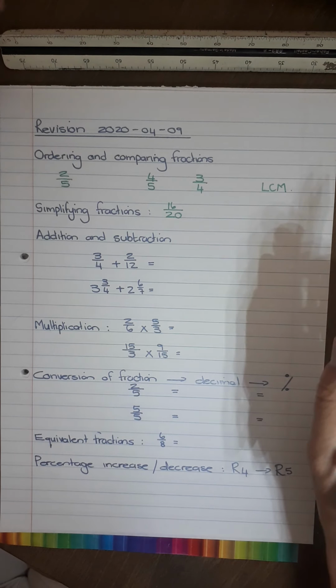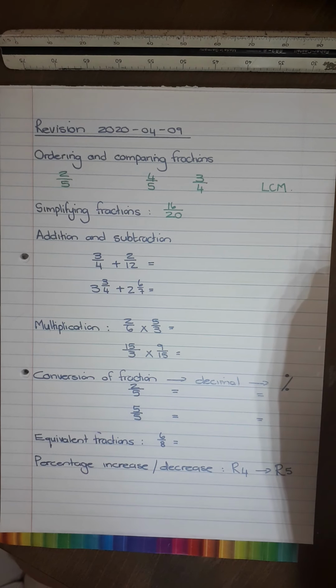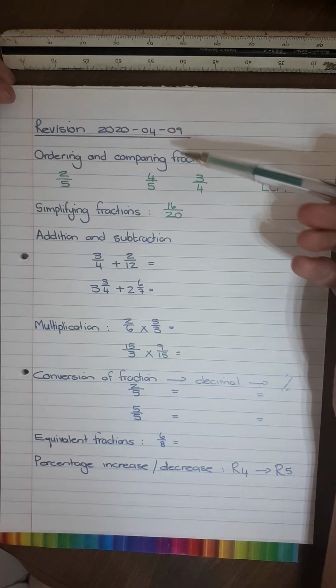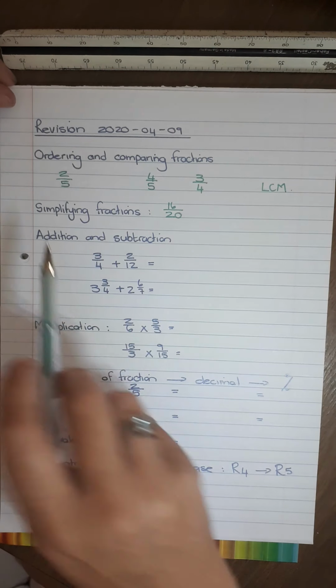Good morning, grade 7E. Okay, this is revision for the work that we have to do today. You've got to complete the revision activity in the green book on page 104, and you have 40 minutes to complete it. Okay, let me go through all of the work that we've done this week.